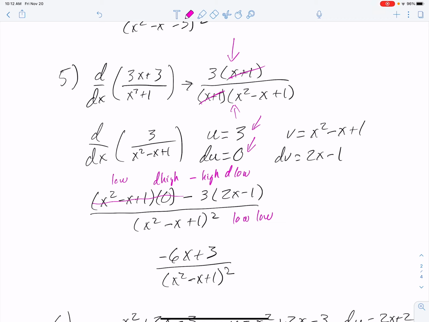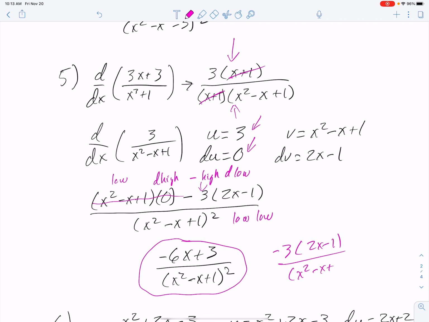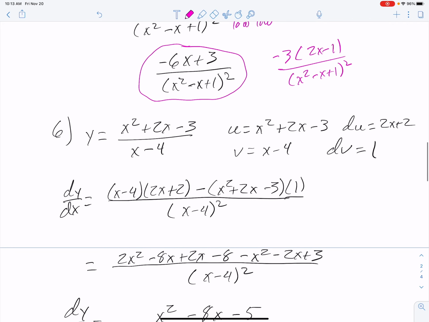So I've got low d high minus high d low all over low low. Fortunately, this all multiplies out to be 0. Whether or not you choose to distribute the negative 3 since it's already in its factored form is up to you. So you could either give this answer or you could have given it in its factored form. It's never wrong to factor things out, it's just sometimes unnecessary.